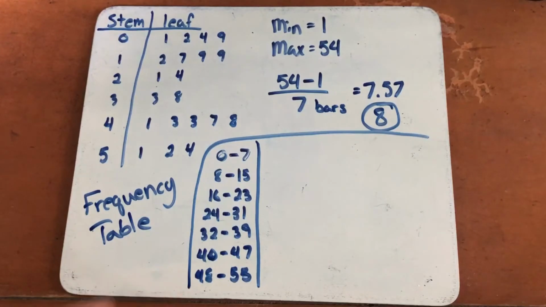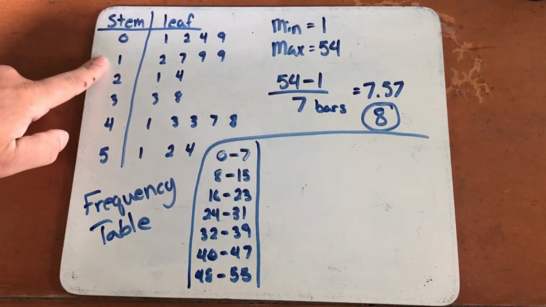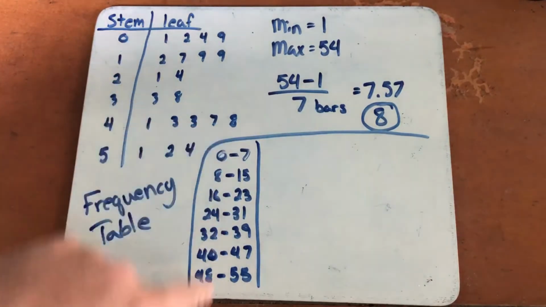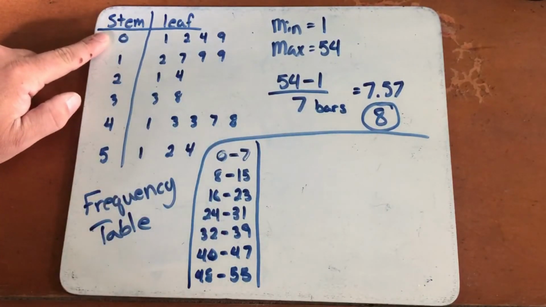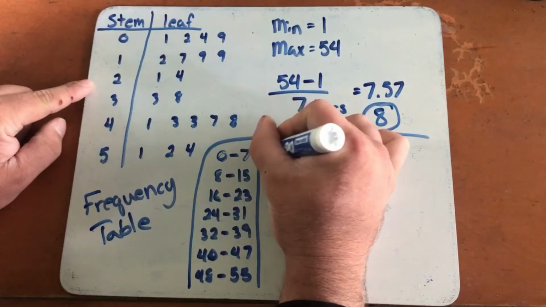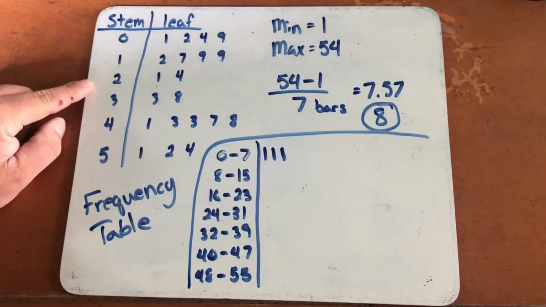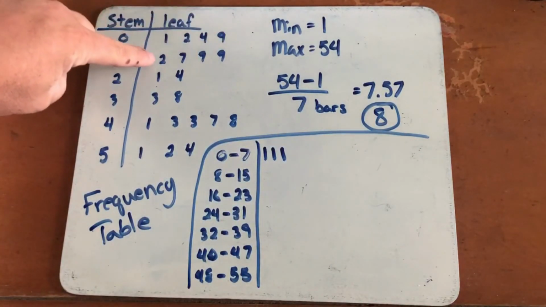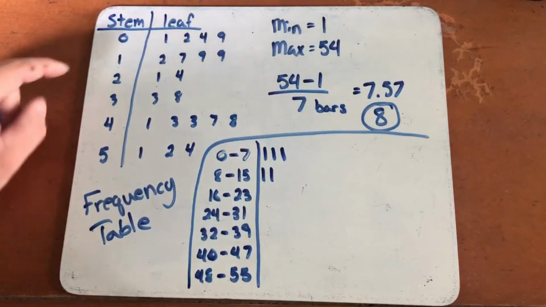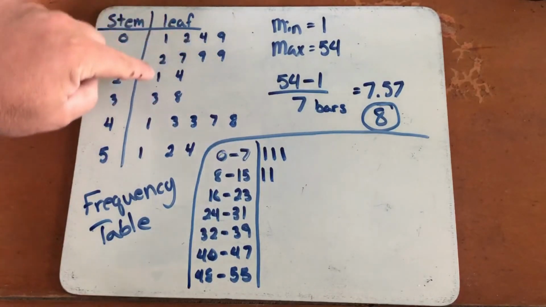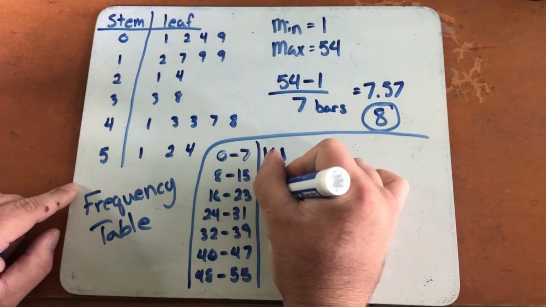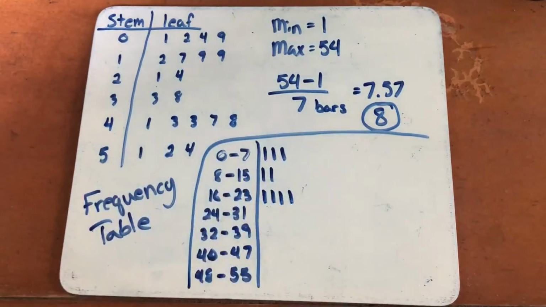All right, so what I do from here is I look at my stem and leaf plot, and I'm just going to put tally marks for every number that falls into one of these groups. So if I start at the beginning, 0 through 7, 1, 2, and 4 fall there. So there are 3. From 8 to 15, I just have 2. Now from 16 to 23, there is 1, 2, 3, 4. So 17, 19, 19, and 21 fall into this category. So that's 4.